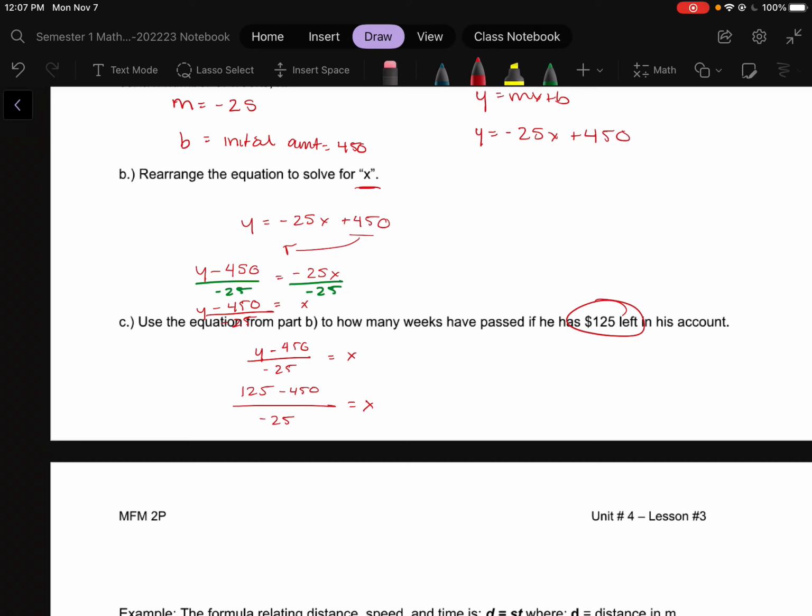And now 125 minus 450 is going to be negative 325, divided by negative 25 equals X. And then if we divide that out, X is going to be equal to 13. So therefore 13 weeks have passed.